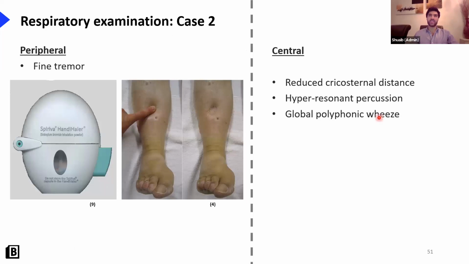Okay, next case. Please don't say what the diagnosis is in the chat. Just have a look at that. Patient has a fine tremor. They have, again, the same inhaler, tiotropium inhaler. They have evidence of pitting edema. You go to their chest. They have reduced cricosternal distance, hyperresonant percussion, and a global polyphonic wheeze.